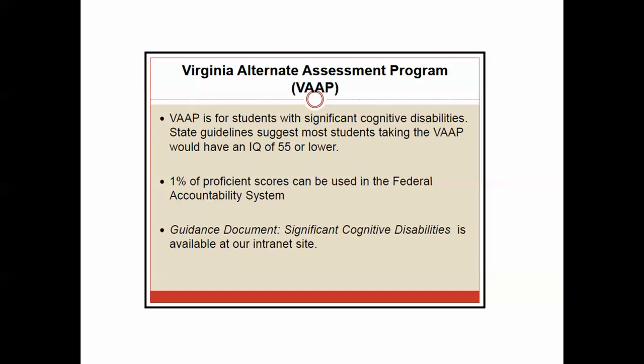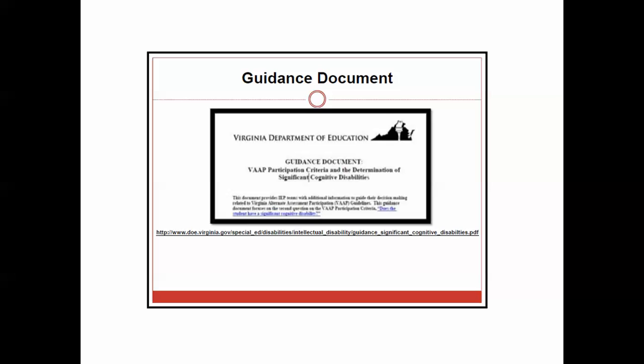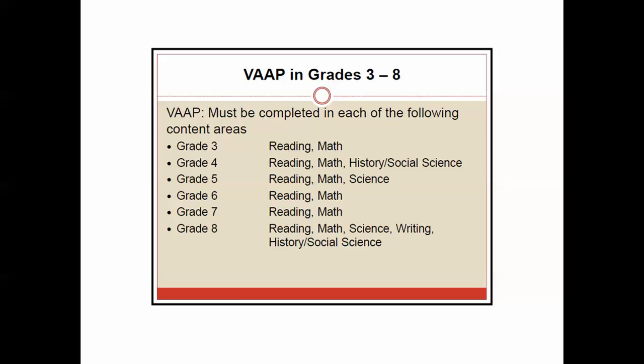VAAP is for students with significant cognitive disabilities. The state guidelines suggest most students taking VAAP would have an IQ of 55 or lower. Nationally, 1% of proficient scores can be used in the federal accountability system. And there's the guidance document, Significant Cognitive Disabilities, available at the intranet site. And I'll show you what that looks like. And you can barely make out the VDOE website down here. But go to VDOE and type in guidance report and you'll find this wonderful resource.